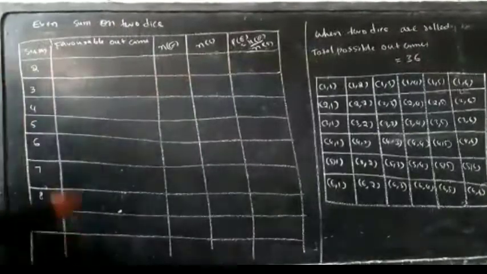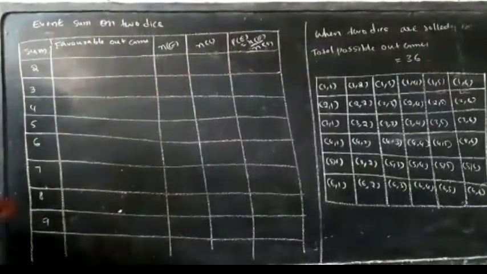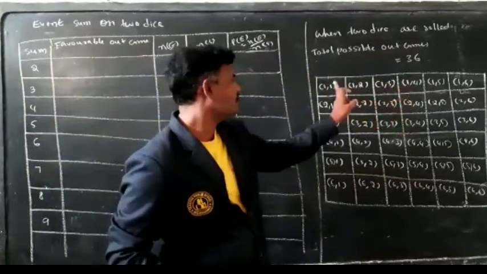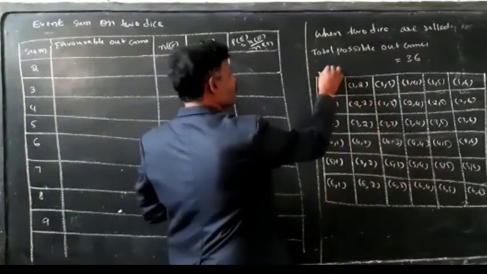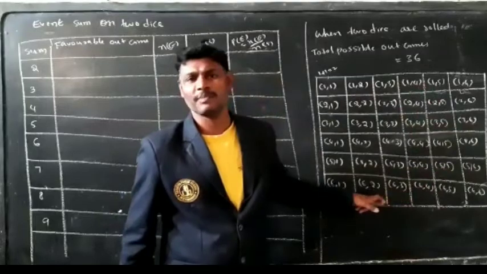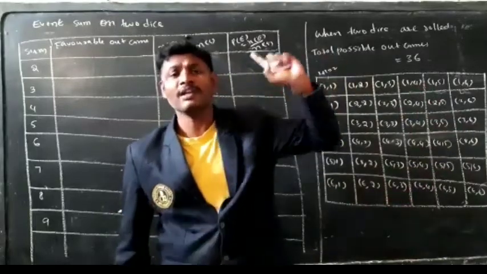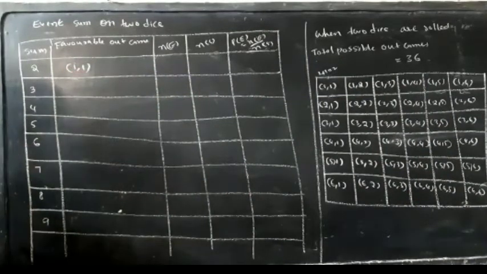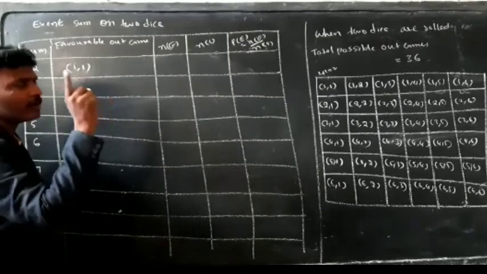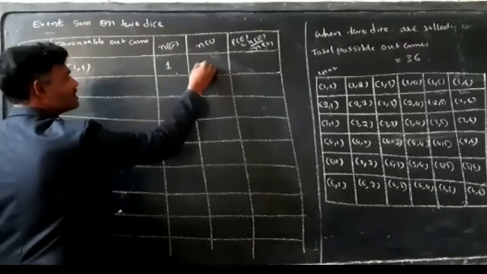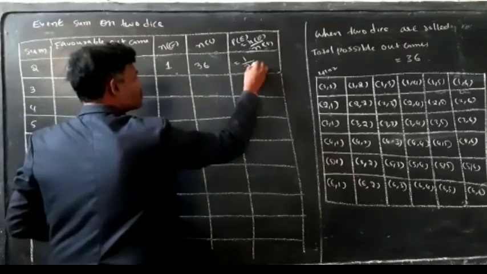So here, what is the event? Sum on two dice. To get sum 2, by adding a pair of numbers, for example 1,1: 1 plus 1 is equal to 2. Still, 1 plus 2 is equal to 3. So out of all 36 pairs, 1,1 is the only one giving the result. So here only one favorable outcome, that is 1,1. So n(E), the number of favorable outcomes, is 1, and n(S), the total possible outcomes, is 36. So the probability is 1 by 36.